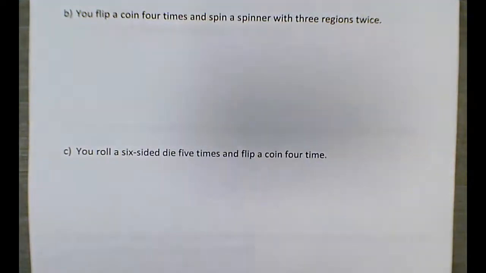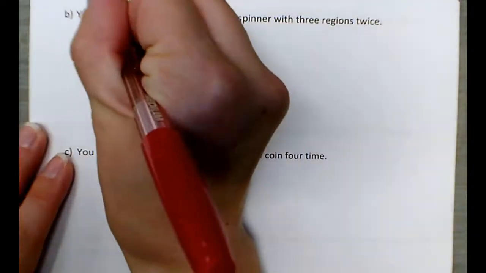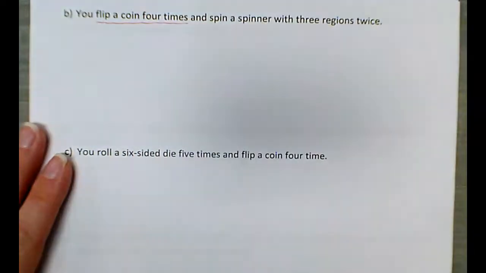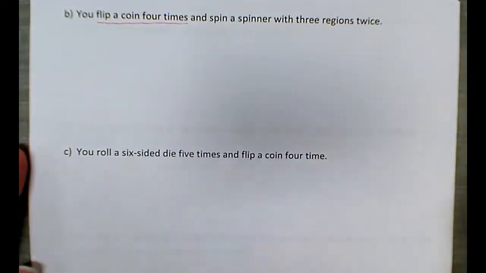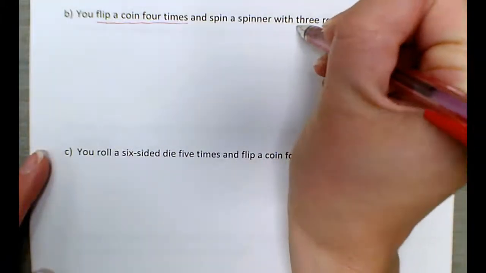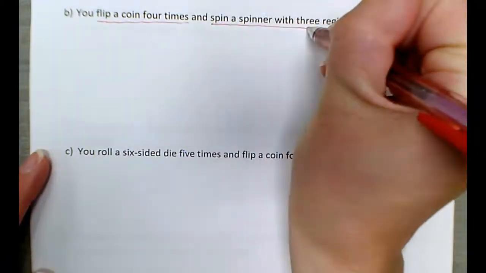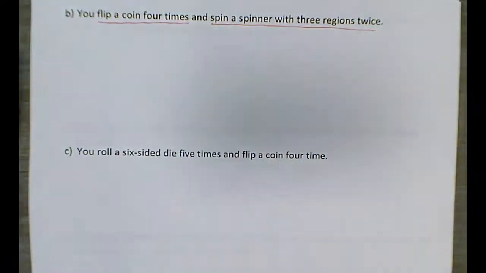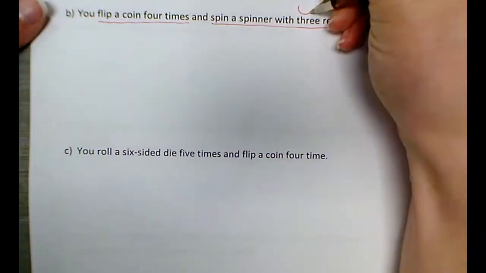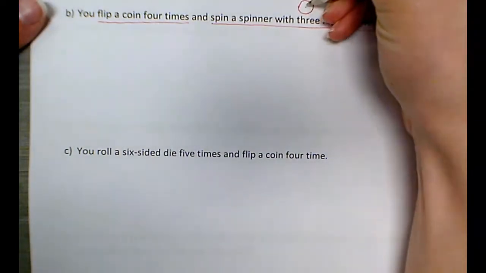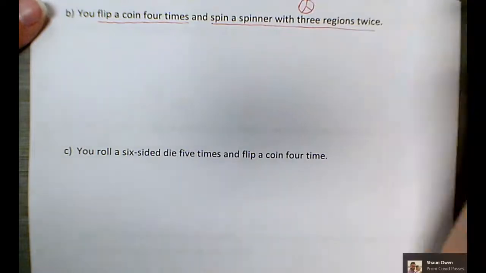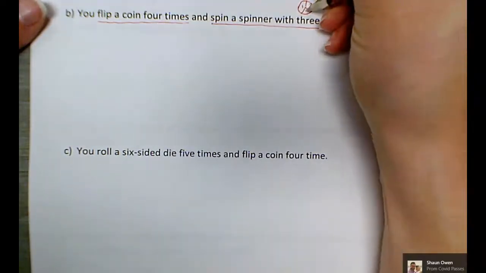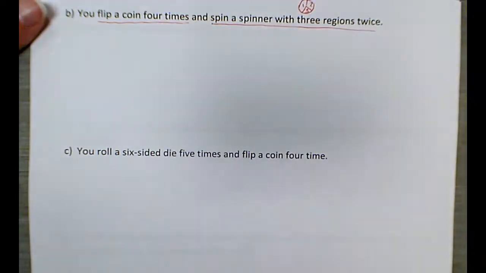It says you flip a coin 4 times and you spin a spinner with 3 regions twice. Okay, so this is the experiment. We flip a coin 4 times, see what we get, and we spin a spinner with 3 regions twice. And when we say spin a spinner with 3 regions, that means maybe it's a circle, and maybe we have 3 regions. So 1, 2, 3, something like that.